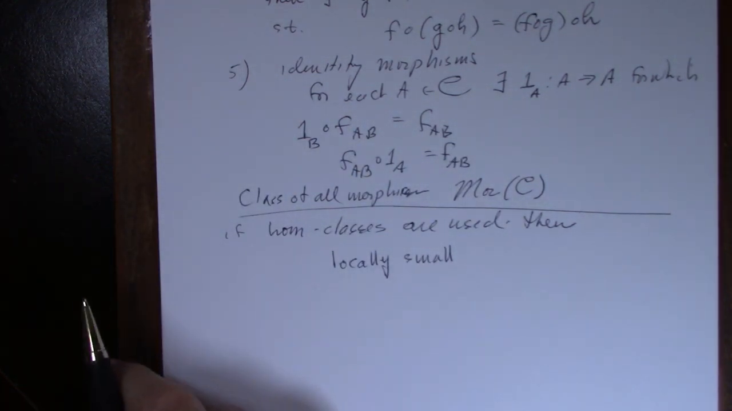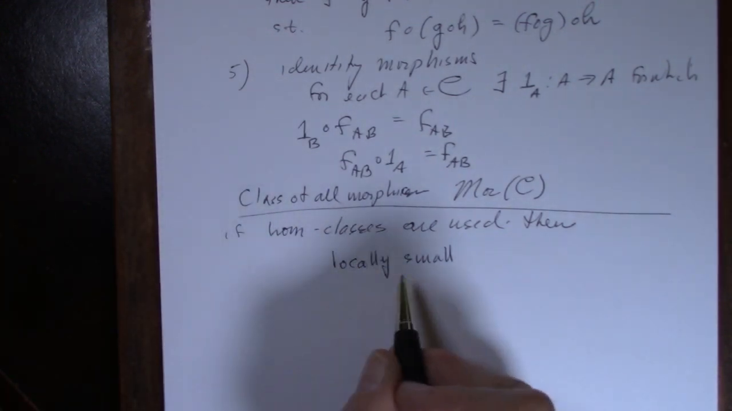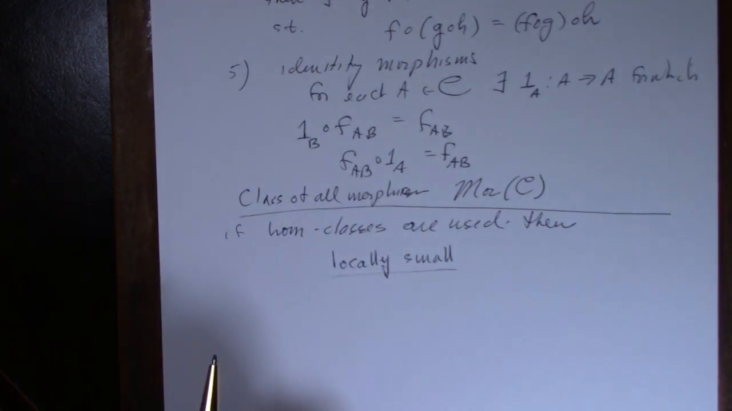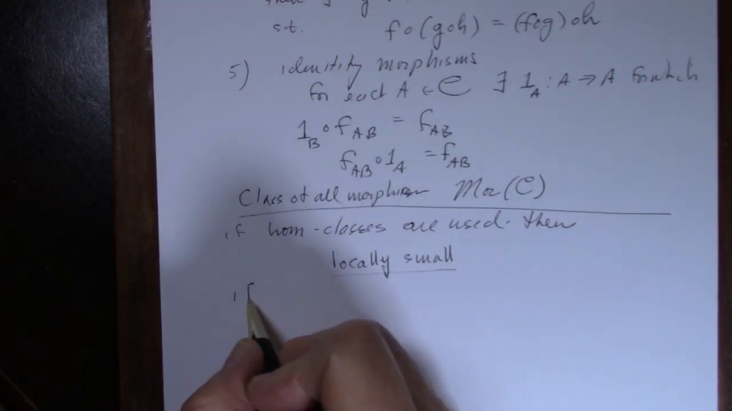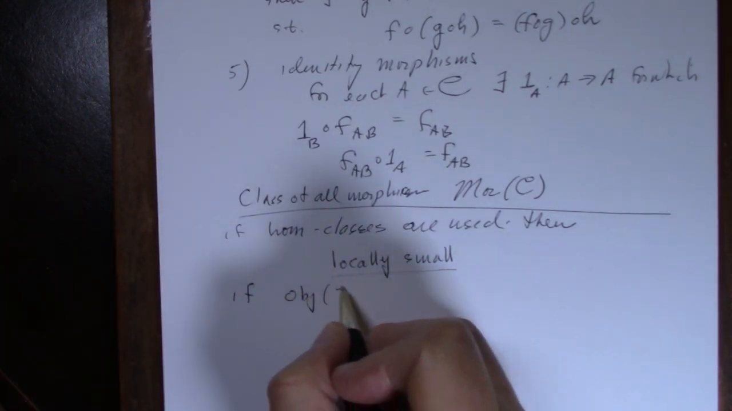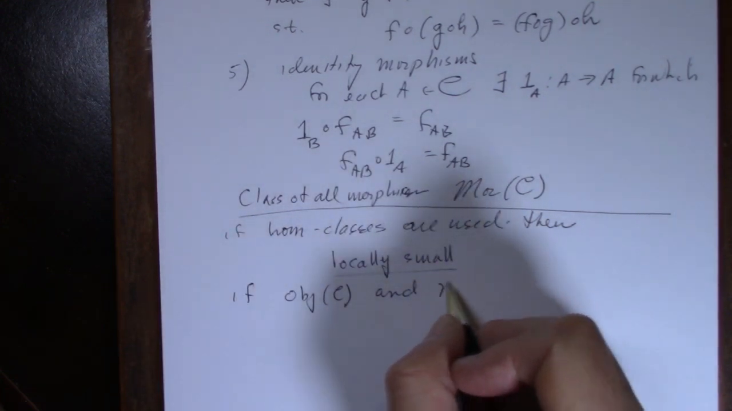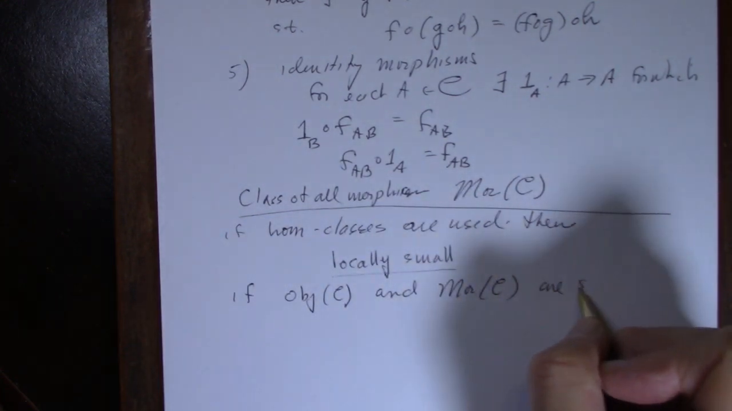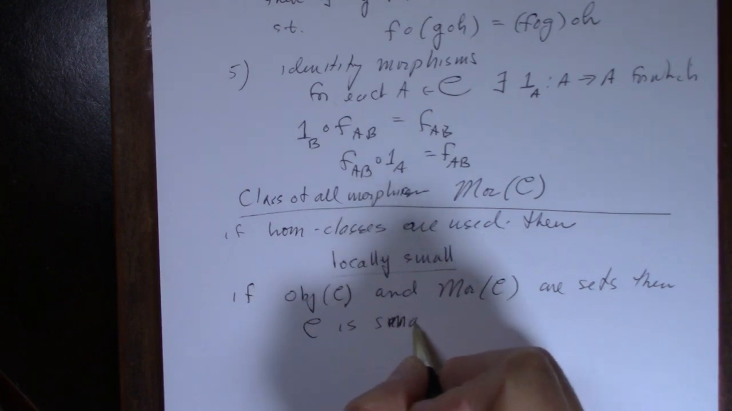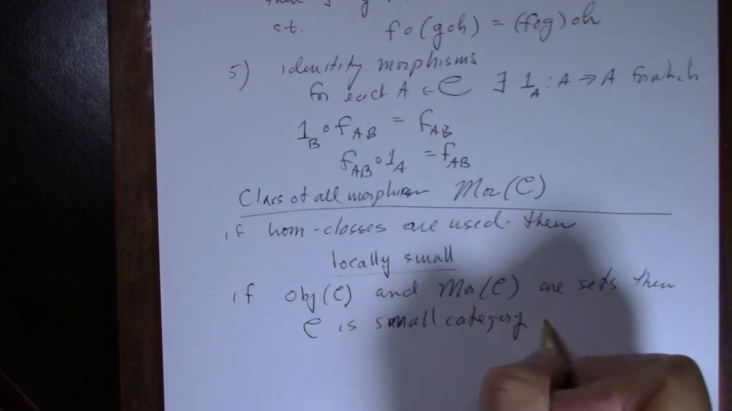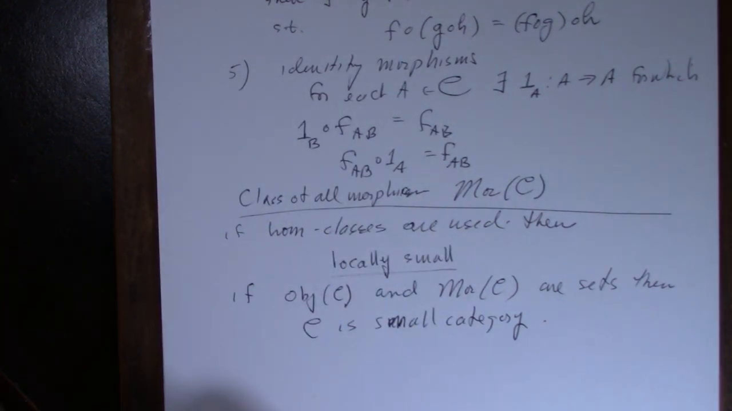Sets are to be thought of as smaller than classes in general. So all of our categories are locally small because I have specified that all the Hom classes have to be Hom sets. Related definition, if the two classes, objects of C and morphisms of C, are sets, then C is called a small category. So some categories, when we get to examples, are small. Most are not small. But for us, they are all locally small.